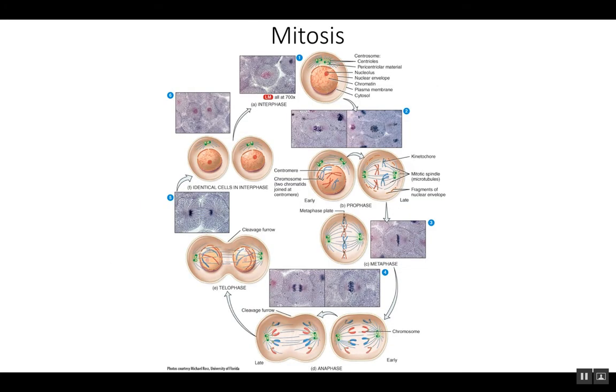Here's a little more detail. This is more of a biology topic, so I'm not going to go through every single little phase of mitosis, but this is in your book, and it does show a single cell eventually dividing into two identical cells. So that's the key to mitosis. Mitosis produces two identical cells.